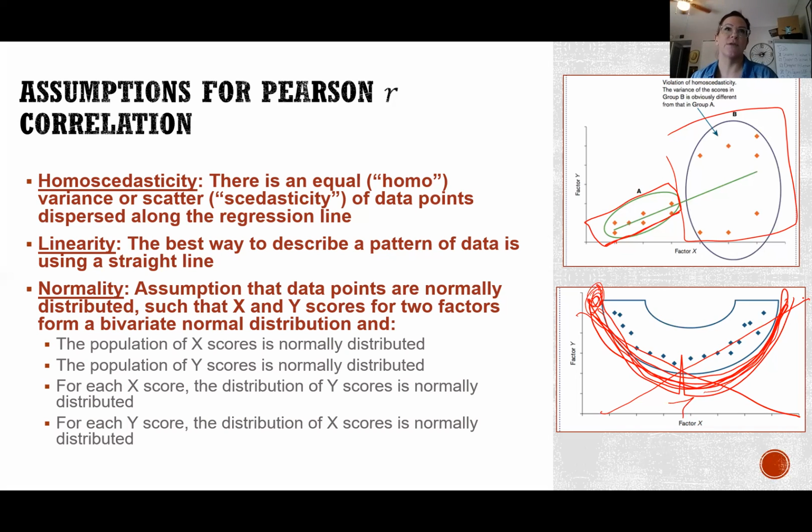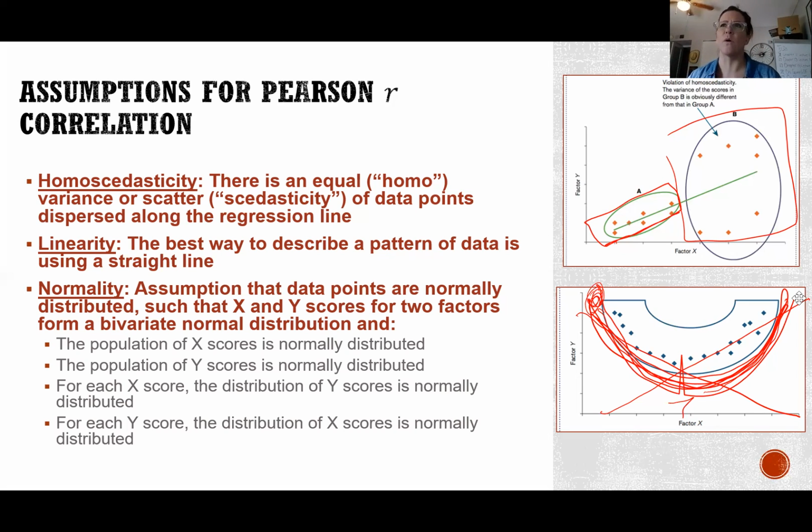We can always assure that if we have 30 or more participants. So basically, with Pearson R, now you have normality in 3 different ways. You have normality for every X score, you have normality for every Y score, but you also have normality for the relationship between X and Y.